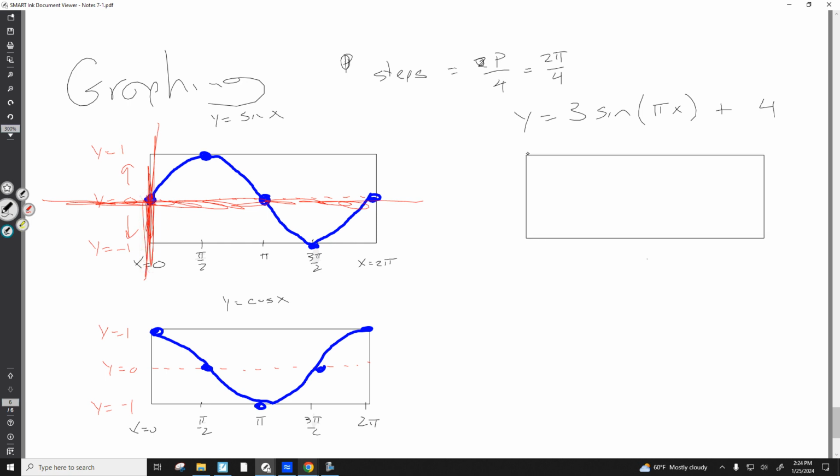You guys got me a box? Cool. Let's start with our y's. Which of these numbers are affecting the y's and how are they affecting them? You should be able to label your midline, your max value, and your min value. Go, tell your neighbors, where is your midline, max, and min based on the numbers that you see there?